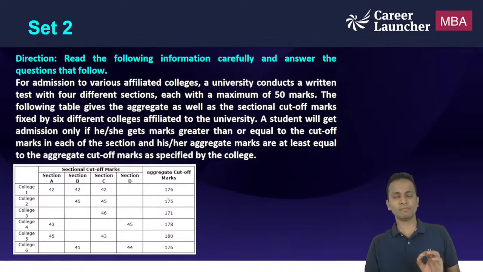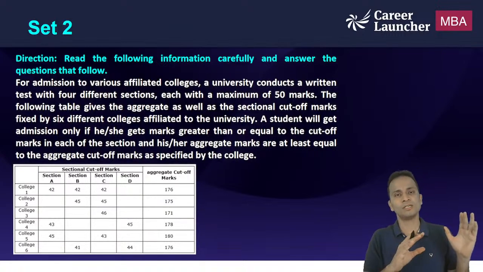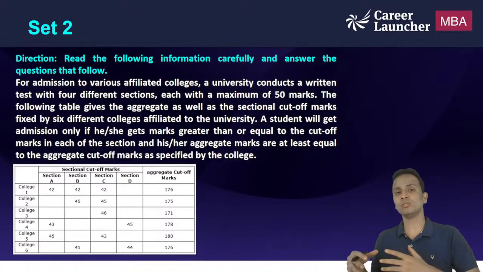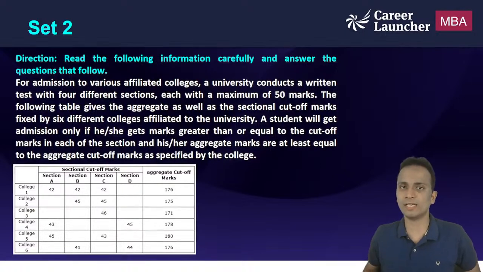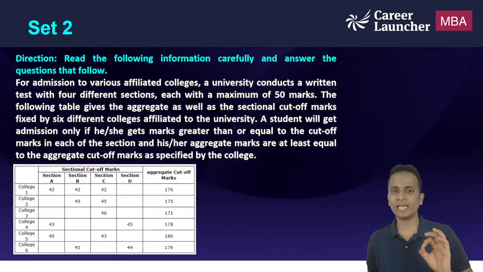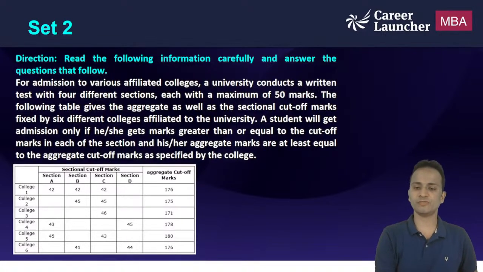Okay, so it must be clear in your mind that the sum of sectional cutoffs may or may not be equal to the overall cutoff. Since it is not given, you cannot assume that thing. So this is one incorrect thing if you have done that. Done? I hope I'm clear with this. Okay, all right. Now let's get into solving each of these questions one by one.